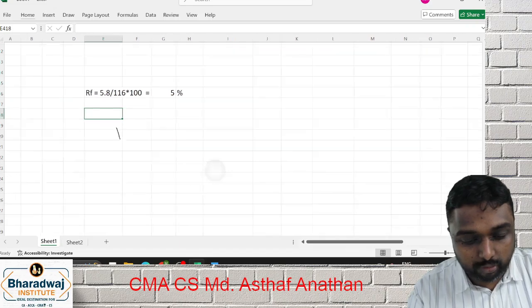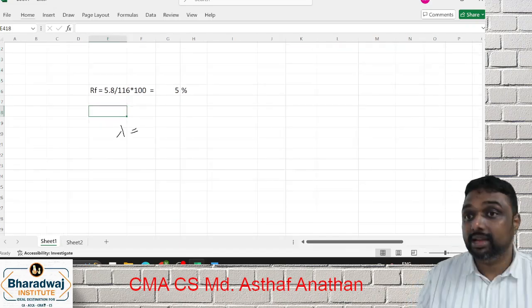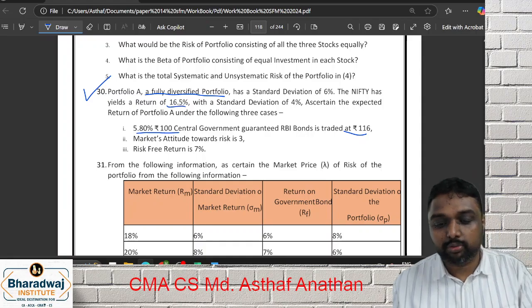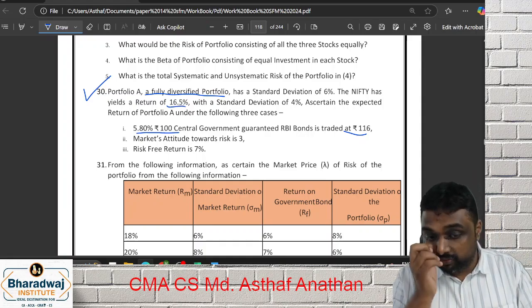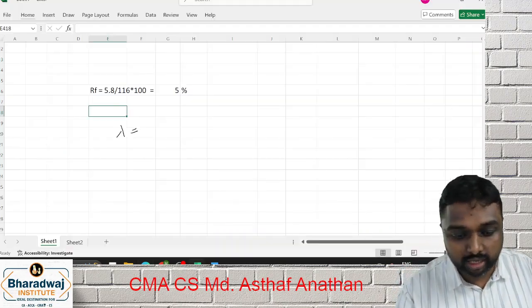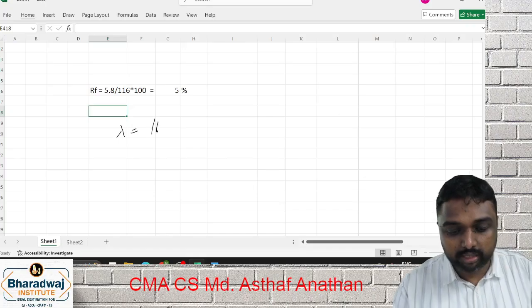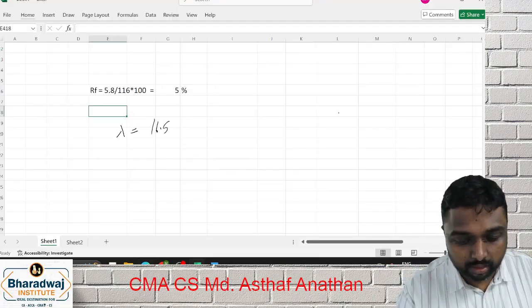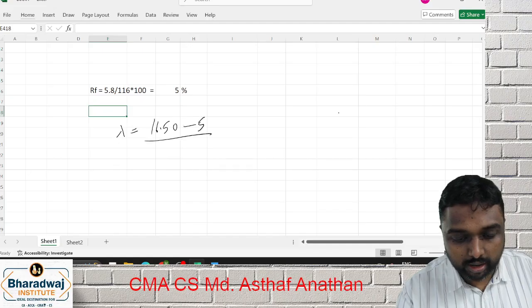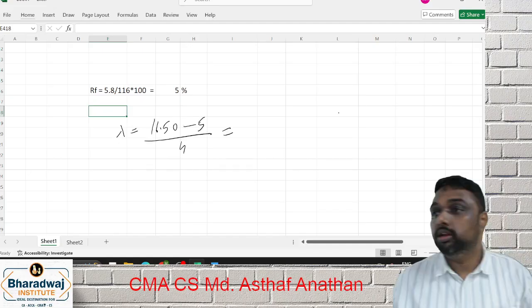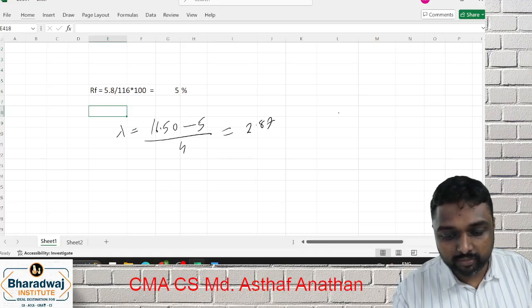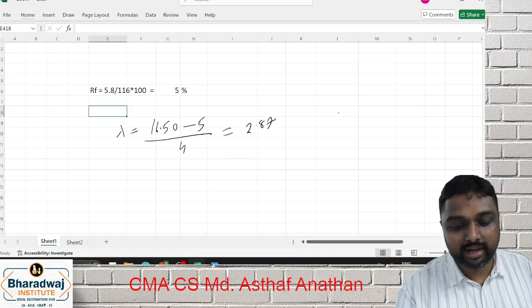What is the lambda formula? RM minus RF. What is RM, friends? RM is Nifty, which is 16.5. RF we just now found out. So RM is 16.5, minus 5, divided by 4. You will get lambda. What is the lambda? 2.87. Now you can go for the answer directly.